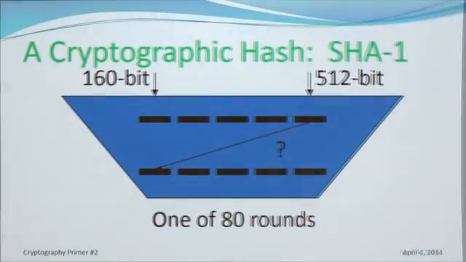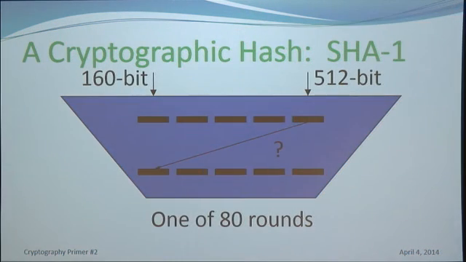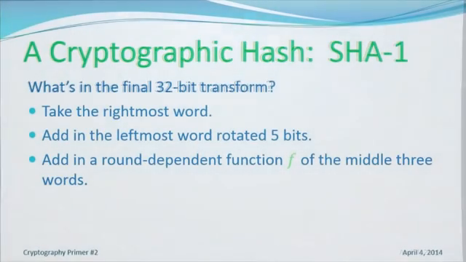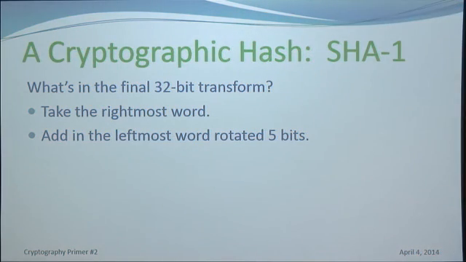The only change of any substance, and the only place where any of these bits get mixed in, is down here. And even that doesn't do a lot. So quickly, what goes on there is that the final 32-bit transform takes the rightmost of the 5 words of input, and adds the leftmost word rotated 5 bits. So you've got the rightmost word, take the leftmost word, rotate it in, add that in, and does a round-dependent function on the middle 3 words. I'll show you how that goes.